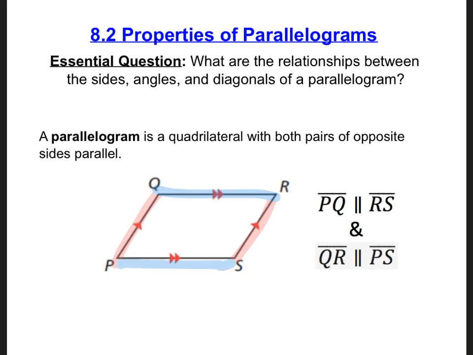And my red ones go with that first statement, PQ is parallel to RS. Again, if they have those little triangles on them, I know they're parallel. And my other ones, they have two triangles because they're parallel to each other, but not the other side. And that's that statement here.